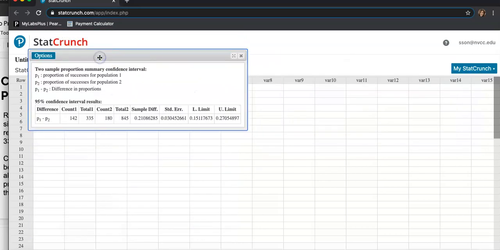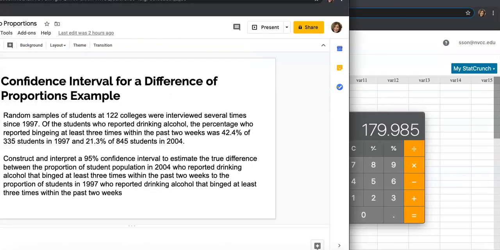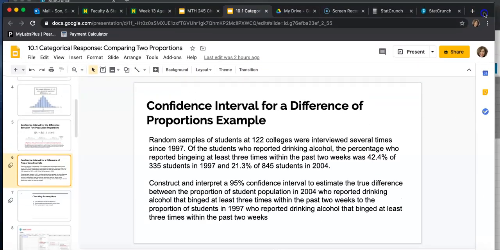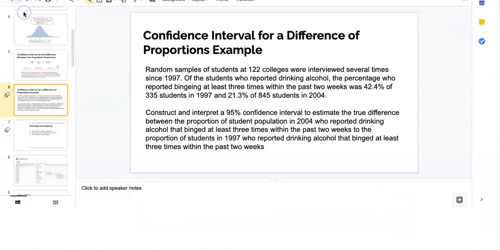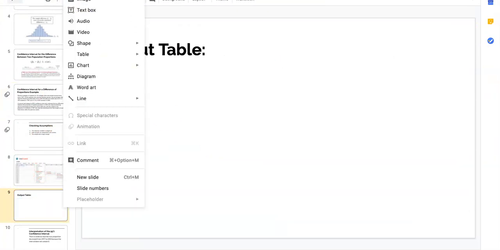I think when I first created my Google slide, I used the decimals instead of rounded up. But it makes sense for me to say 180 people were binge drinking instead of 179.985 people were binge drinking. So I'm going to go ahead and just change my output table, but we will talk about this output table now, okay? So hold on. Let me go ahead and just change this output table.